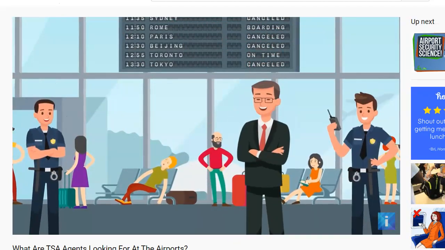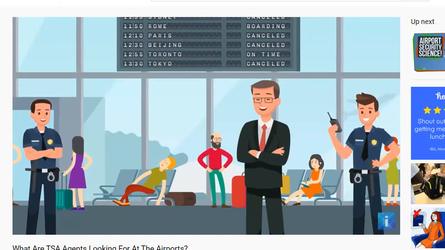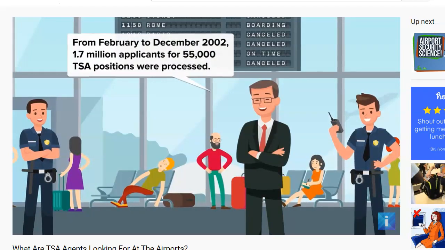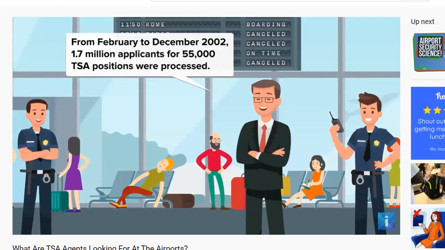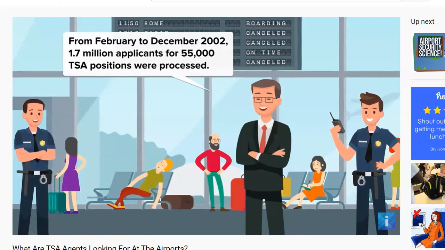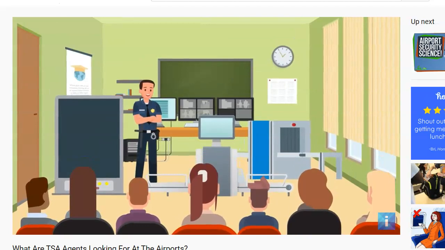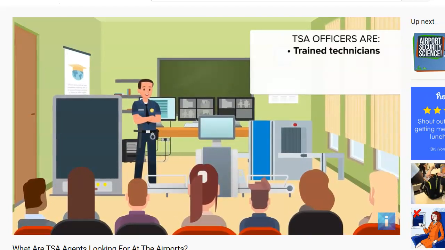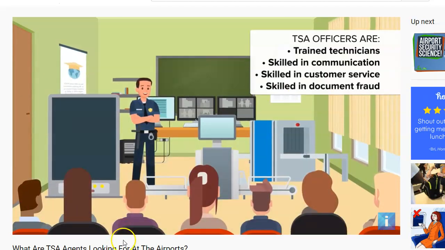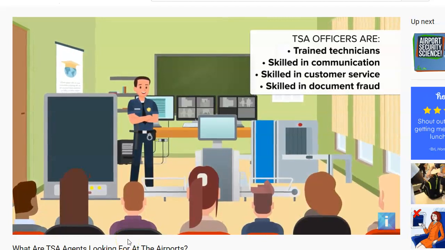Agency proponents, such as Transportation Secretary Norman Mineta, argued that only a single federal agency would be in a position to protect air travel. From February to December 2002, 1.7 million applicants for 55,000 TSA positions were processed. Prior to the formation of the TSA, private security firms managed air travel security. The TSA uses a combination of well-honed techniques using trained technicians who are skilled in communications, customer service, and document fraud. They use a range of equipment including metal detectors, scanners, closed-circuit TV, X-ray machines, and chemical sensory devices.